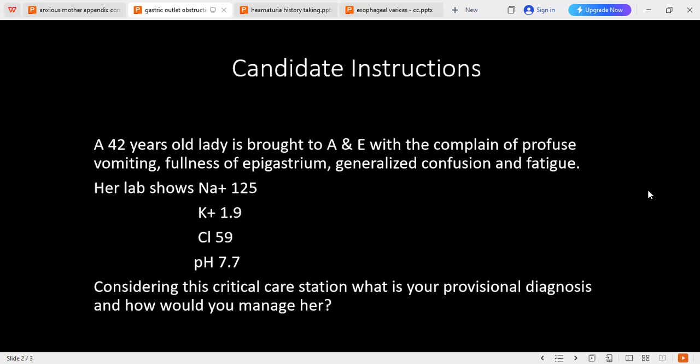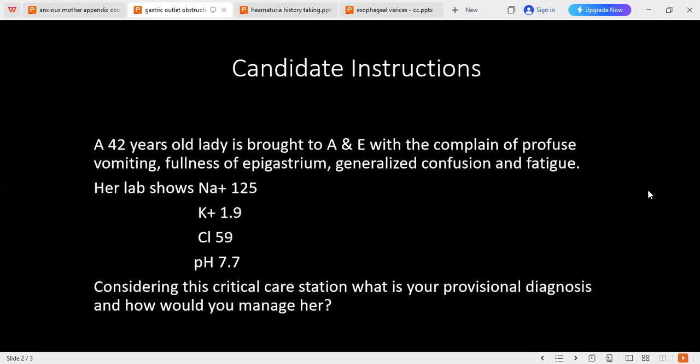Now that you have looked at the patient labs in front of you, what would be your provisional diagnosis? What is this patient suffering from? Looking at serum electrolytes and pH, this patient has hypochloremic metabolic alkalosis.